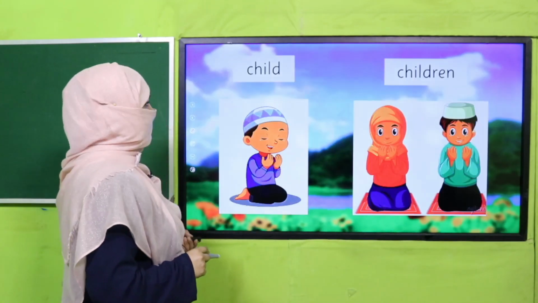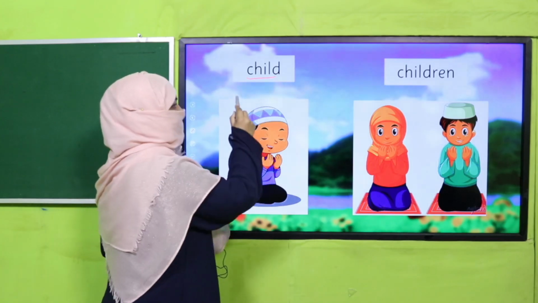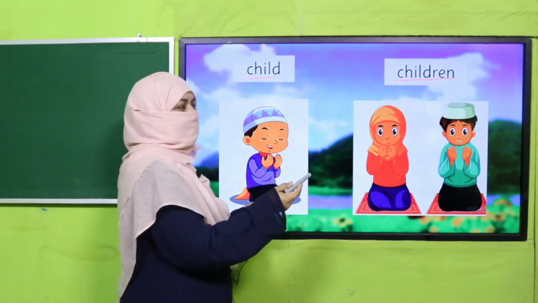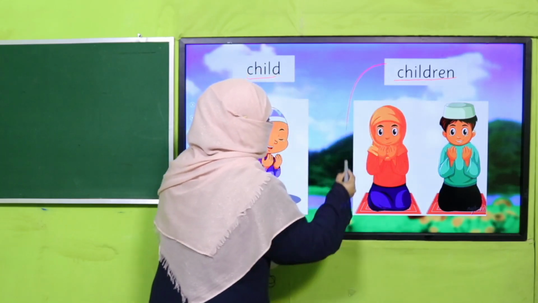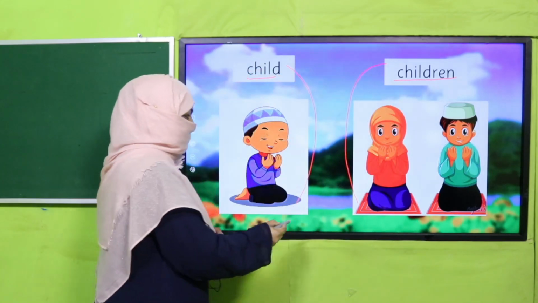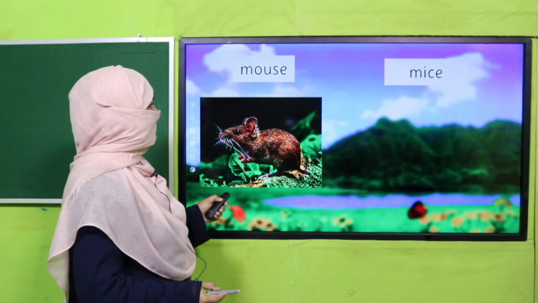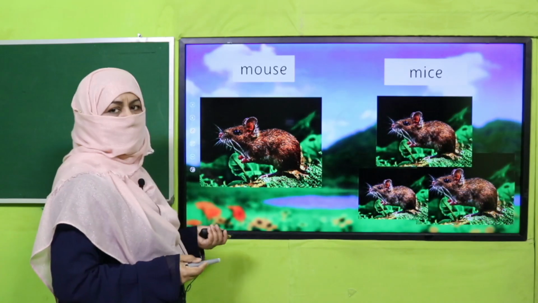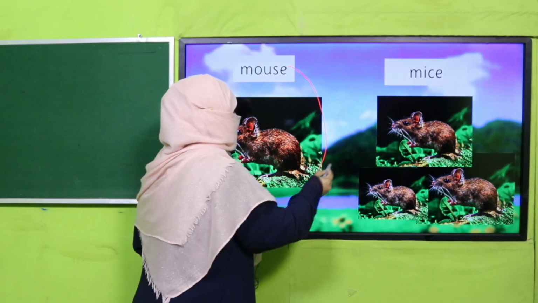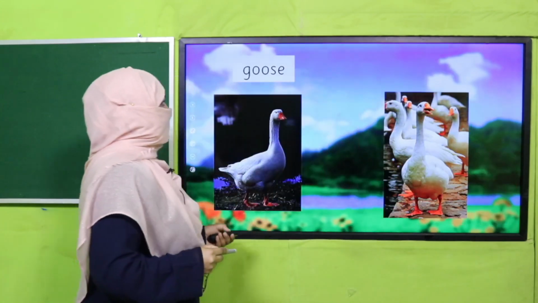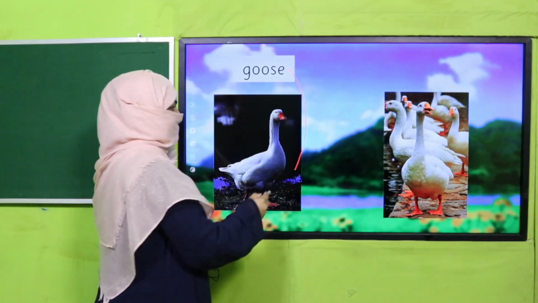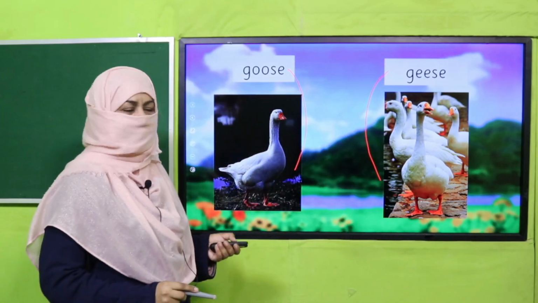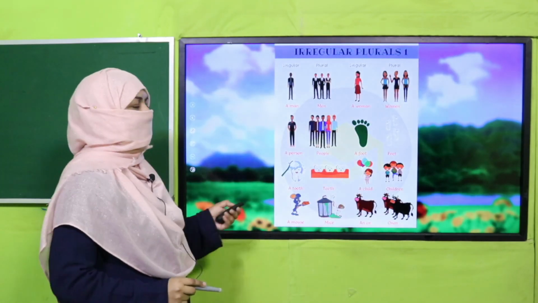For example, child, children. Now the spellings are different. Children means more than one and child means one. It's singular, it's plural. Mouse, one. Mice, more than one. It's singular, it's plural. Goose and geese, singular and plural. Okay. So these are the examples.